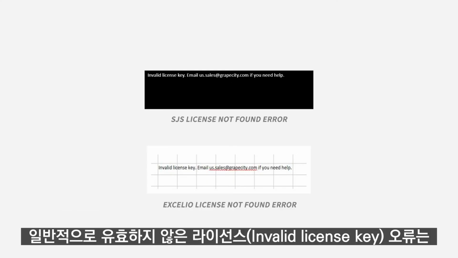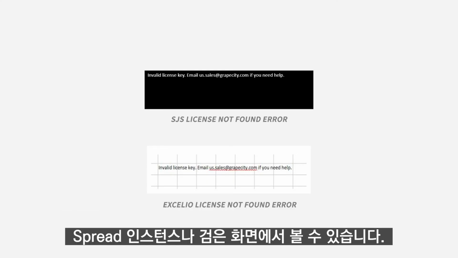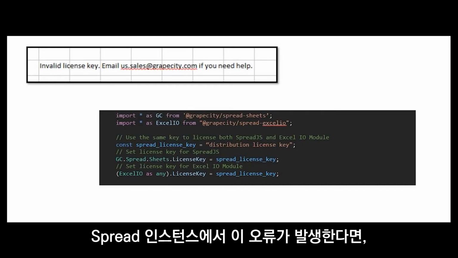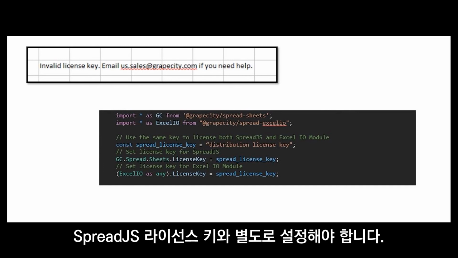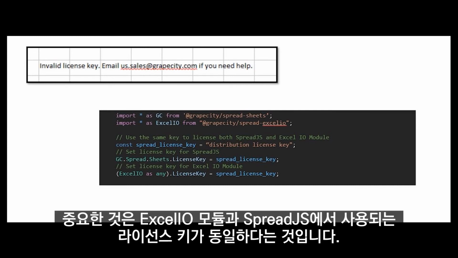The invalid license error can be seen in the spread instance or on a black screen. If you see this error displayed in the spread instance, import the license key for the Excel I/O module. This needs to be set separately from SpreadJS's license key. It is important to note that the Excel I/O module and SpreadJS license key will be the same.